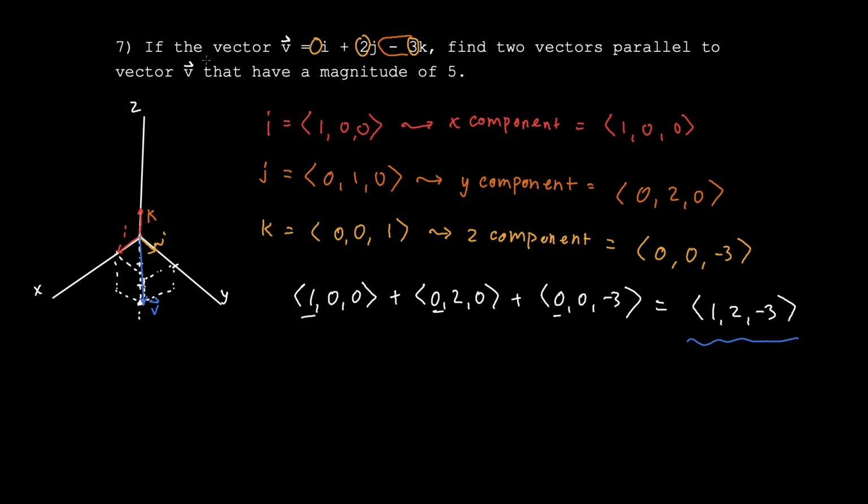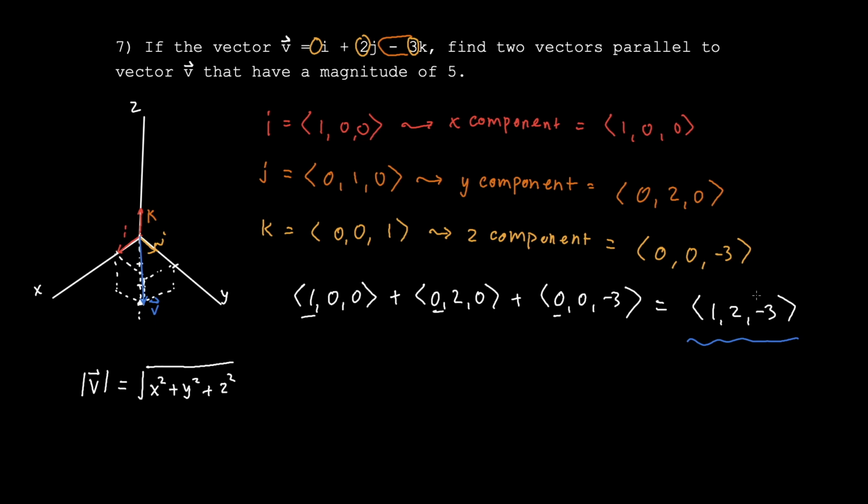Now, back to the question. So if the vector 1, 2, negative 3 exists, find two vectors parallel to the vector v that have a magnitude of 5. Now, since we are dealing with magnitude, we can first write down the formula for the magnitude of a vector in 3 space. So the magnitude of a vector in 3 space is the square root of the x component squared plus y component squared plus the z component squared.